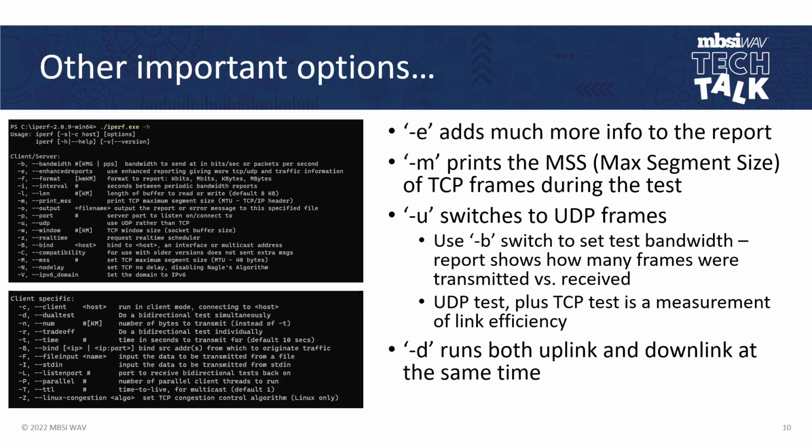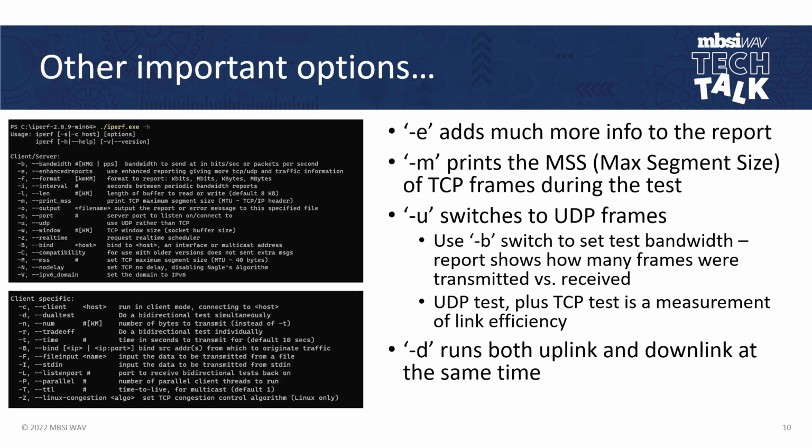I can set the -u switch, and I can switch from TCP to UDP. In UDP, I can tell it how much data I want to transfer, and at what data rate I want the transmitting part of this test, whether it's uplink or downlink, to deliver onto the net. The output of that is going to be how many frames are lost. And I can use the -d switch to run both the uplink and the downlink at the same time. And sometimes that's very telling.